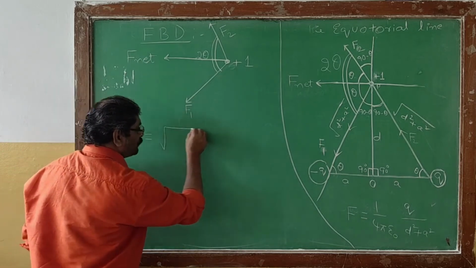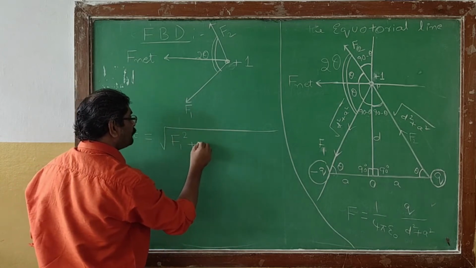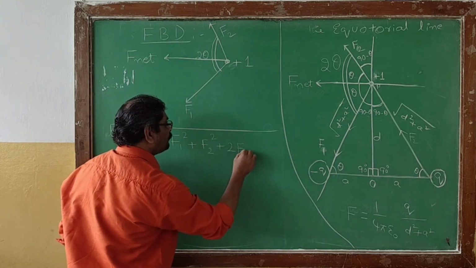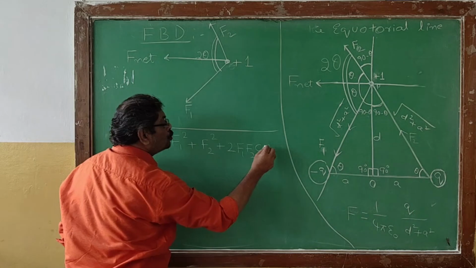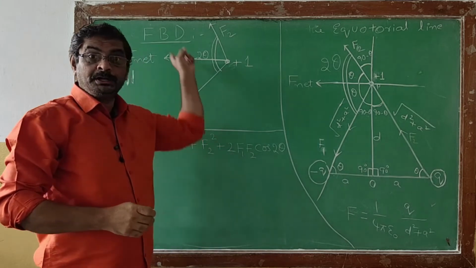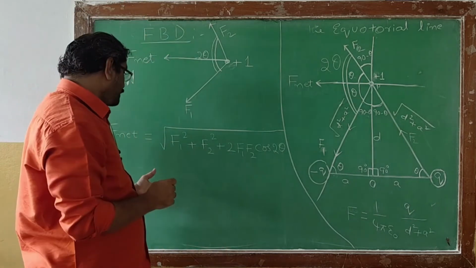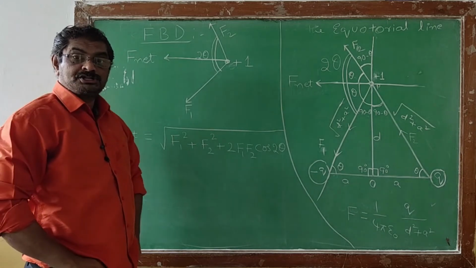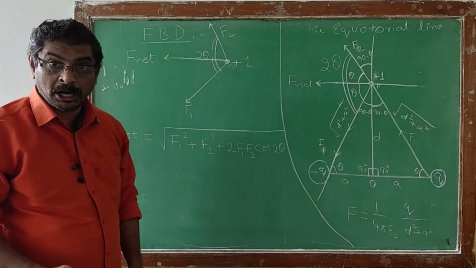Now F net will be numerically equal to under root of F1 square plus F2 square plus 2 F1 F2 multiplied by cos 2 theta. Remember, the angle between them will be 2 theta. So the magnitude of the net force will be given by under root of F1 square plus F2 square plus 2 F1 F2 cos 2 theta.